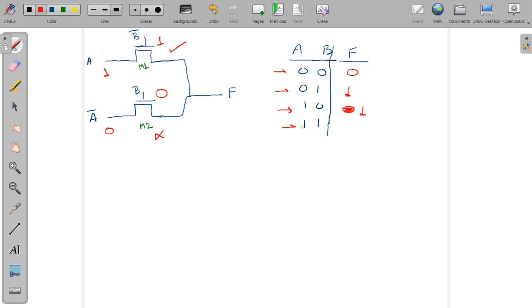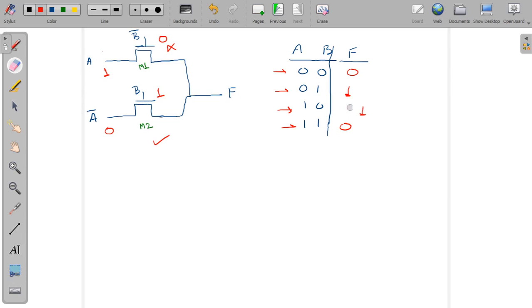The last condition, when A and B both are 1, let's see what happens. A is 1, A bar becomes 0, right? B is 1, so B bar becomes 0 here. So which one is available? M1 is off, M2 is conducting, M2 is on, so A bar, that is 0, will pass to F and this will become 0, right?